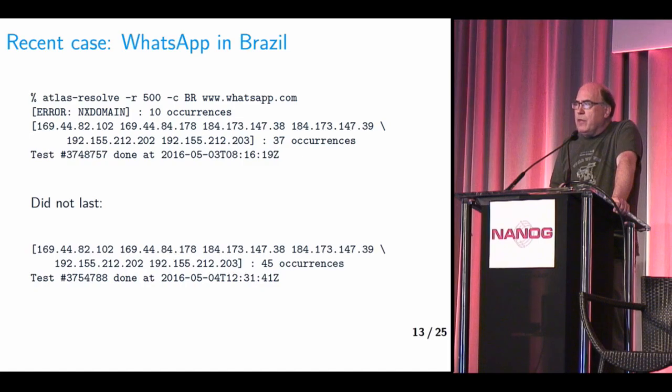A judge in Brazil ordered the Brazilian ISP to censor WhatsApp. It was done through the DNS. Here you see that among the Atlas probes in Brazil, 10 of them saw a reply that was NXDOMAIN, no such domain. It didn't last because very soon the court order was repealed, and you can see that 24 hours later, all the Atlas probes in Brazil saw the correct answer. The time is very important because, of course, censorship varies with time. That's why the Atlas Resolve tool displays the time of the measurement.